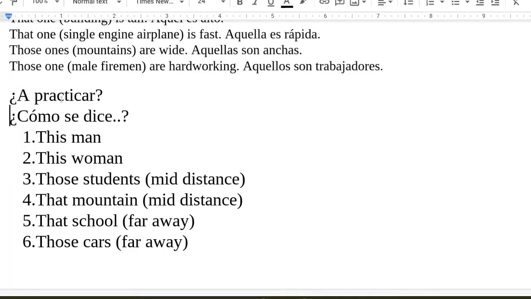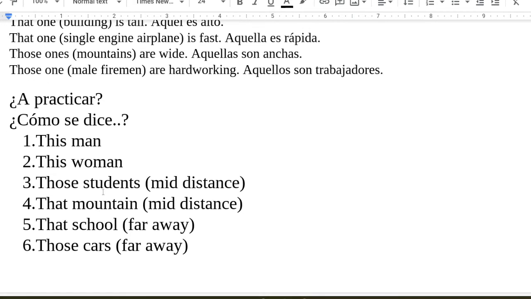Okay, we're going to do some practice right now. There are 6 phrases for you, and I want you to translate those into Spanish for me using the demonstrative adjectives. That was at the top of the document. Before I do that, if you need this document, there's a link to it in the description of the video, and you're welcome to save it if you need it. Okay, so try and do those sentences, then we'll look at the answers in just a second.